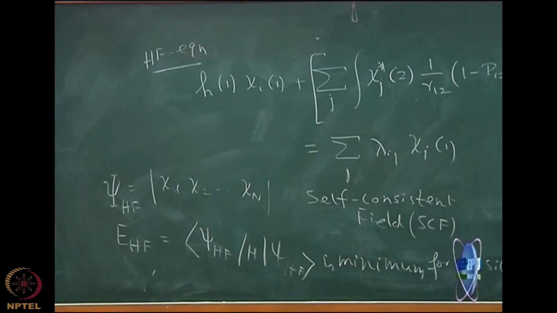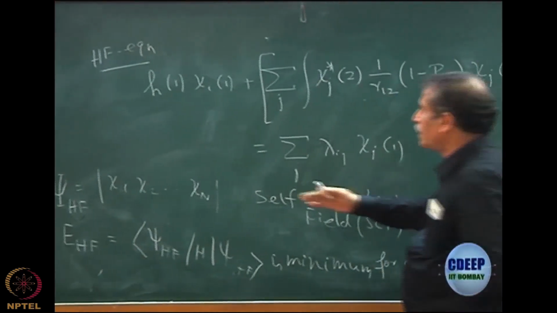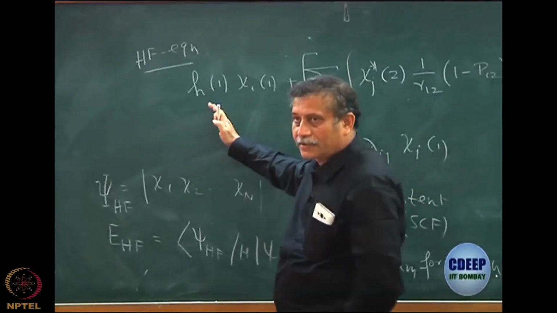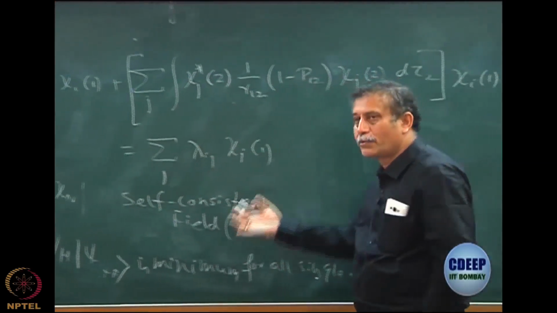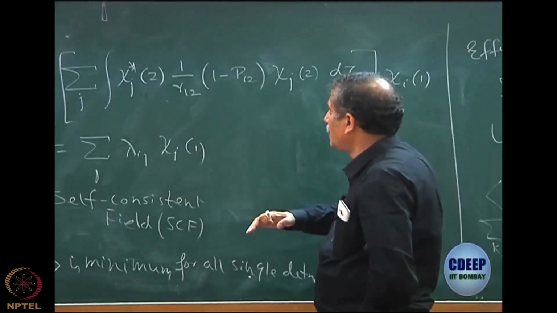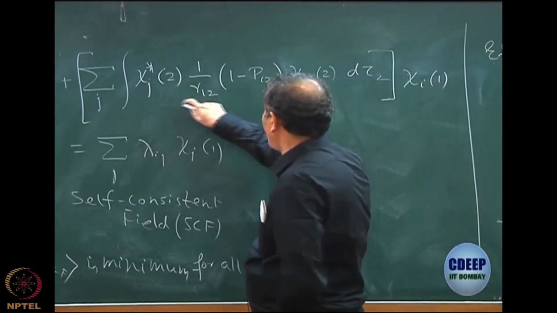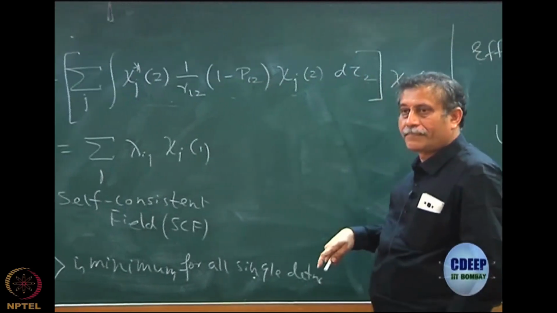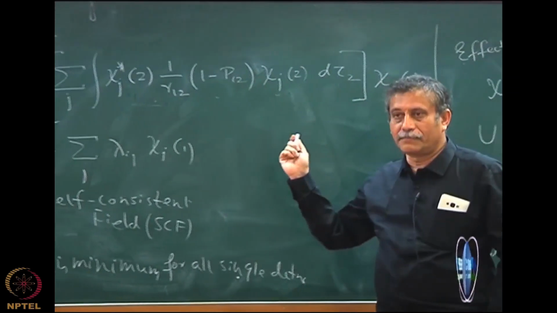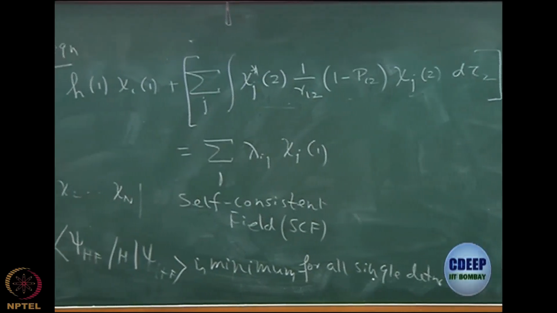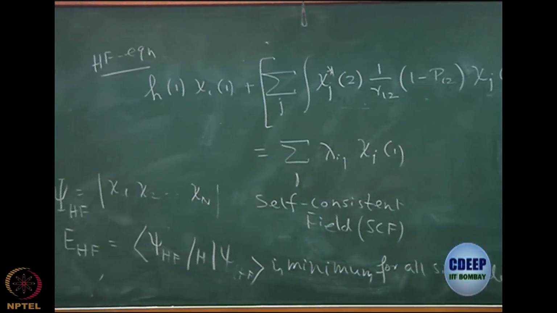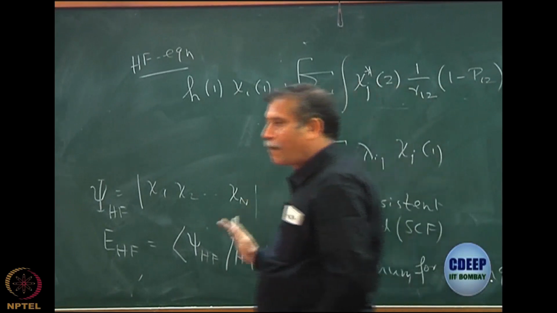Remember, in the Fock operator, there are three terms. I am again repeating. One is the one electron part, which is the kinetic and one electron, whatever external potential, electron nuclei, any other external potential. The second is a Coulomb part, and the third is the exchange part. So, there are three parts of the operator. Each of them is an operator, and I think it is good to write this in operator form.